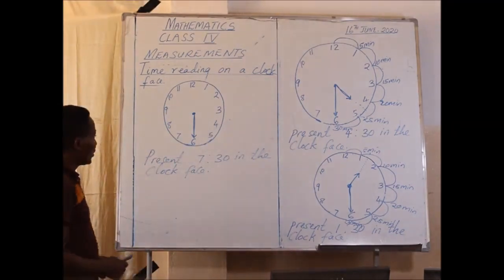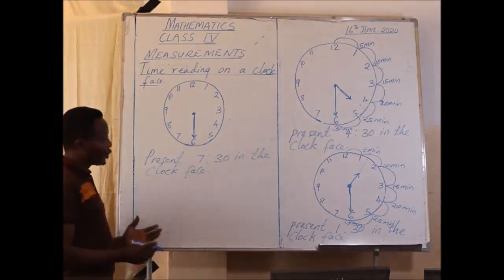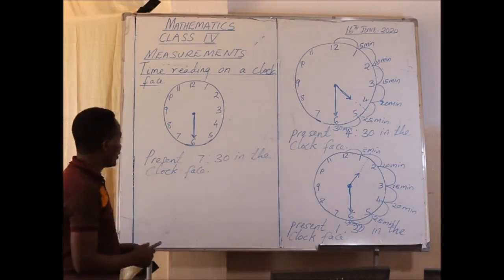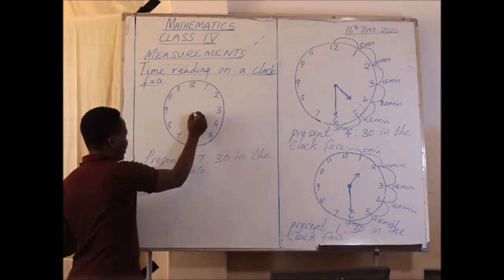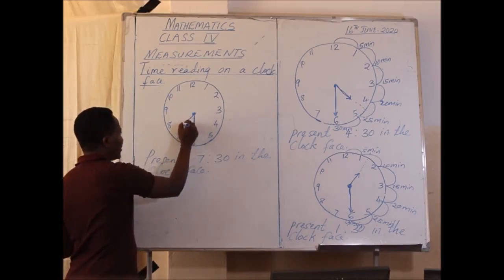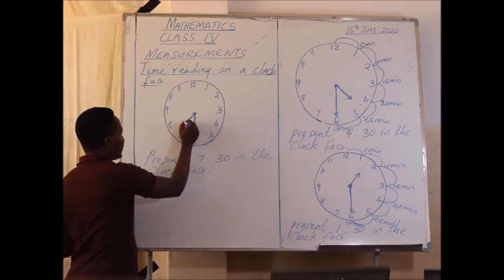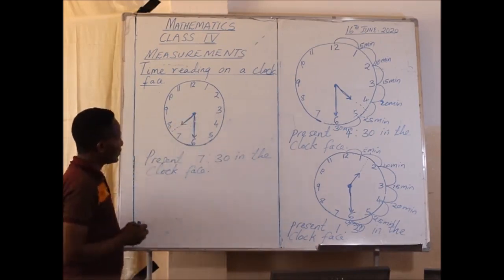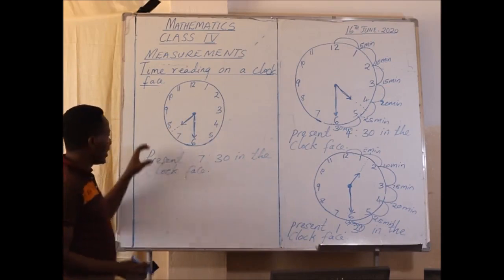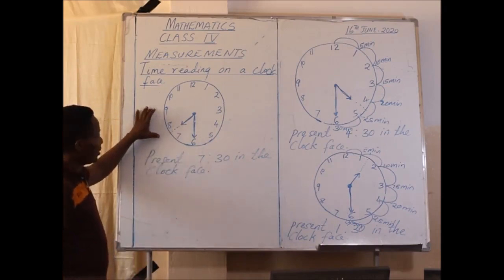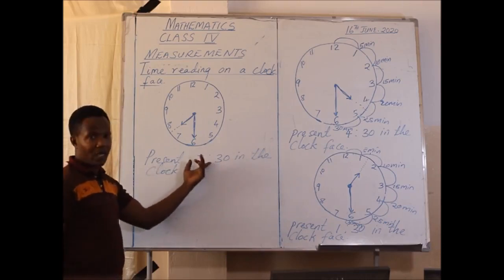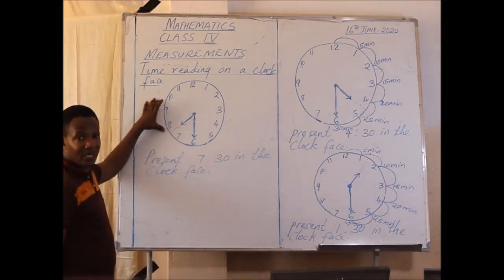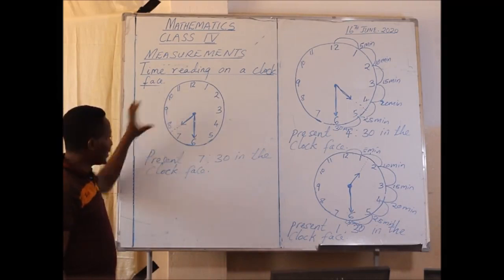Past seven. Where will our short arm point? The short arm must be between 8 and 7. Then here you can see now. The time here is written just in figure. Here it is presented in the clock face.